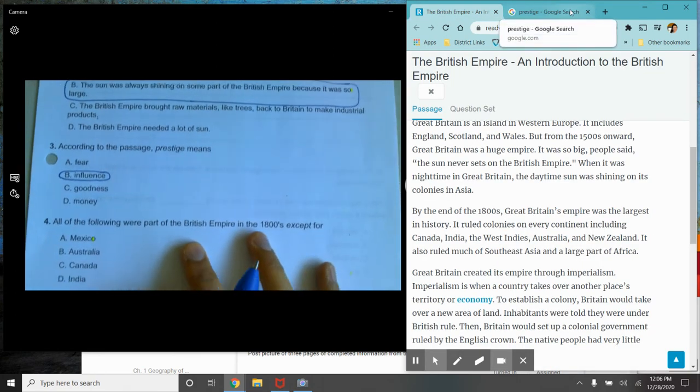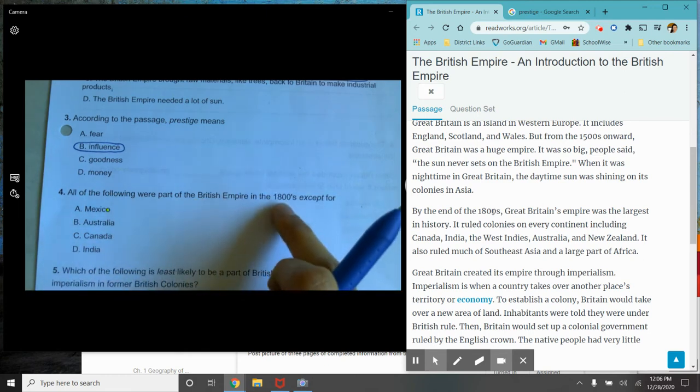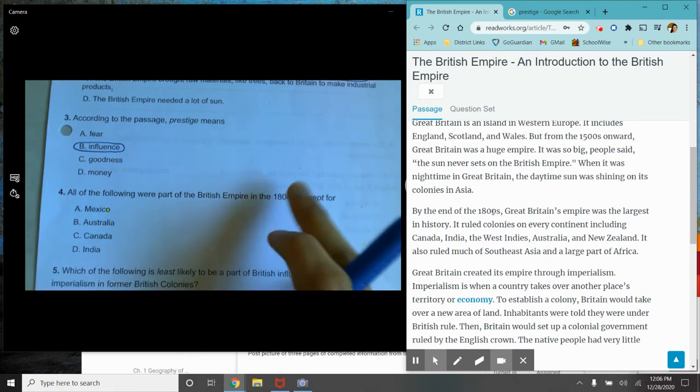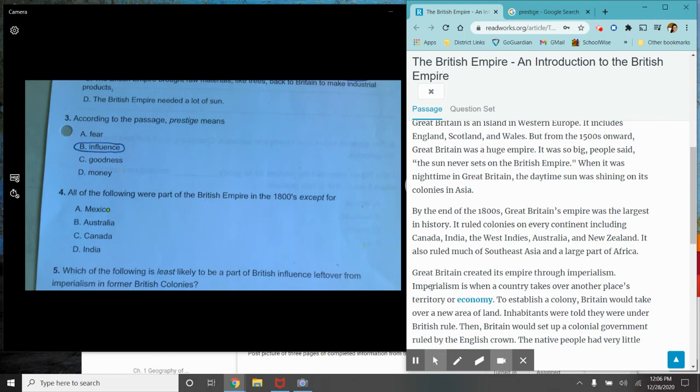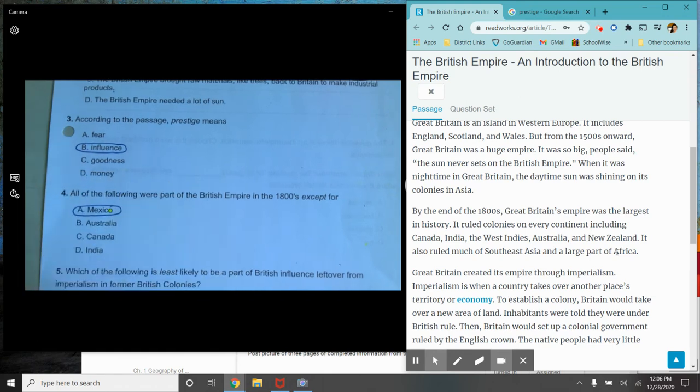All of the following were part of the British Empire in the 1800s except for. So let's see, by the end of the 1800s, that's the part that gives me the topic sentence, tells me that this is the part where I'm going to find that answer. It was the largest in history. It ruled colonies on every continent, including Canada, India, West Indies, Australia, New Zealand, Southeast Asia, and a large part of Africa. So Australia, Canada, India, Mexico is not mentioned. So Mexico is not mentioned in that part.